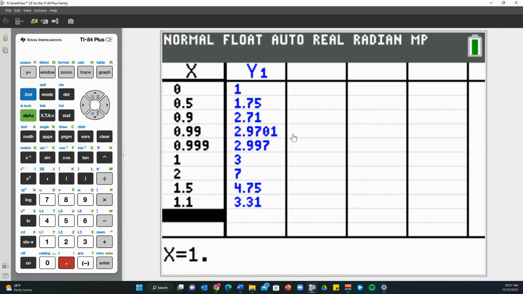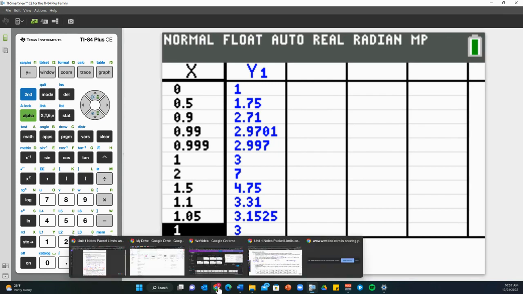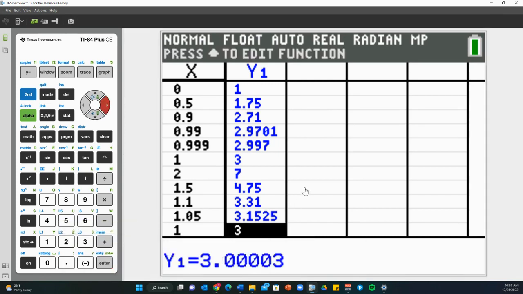1.05, let's say. Okay, and we're just going to keep scooting closer and closer to 1. But again, all these values are above 1, and you can already see that we are starting to get closer and closer to 3. In fact, again, rounded down to 1, and then rounded down to 3. So you can see these trends pretty quickly, okay?